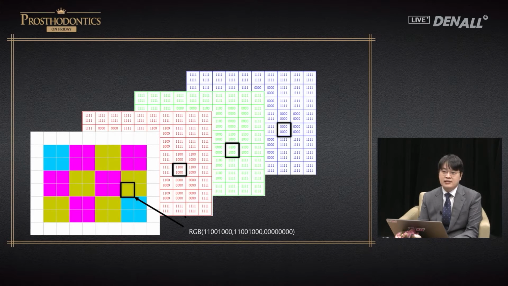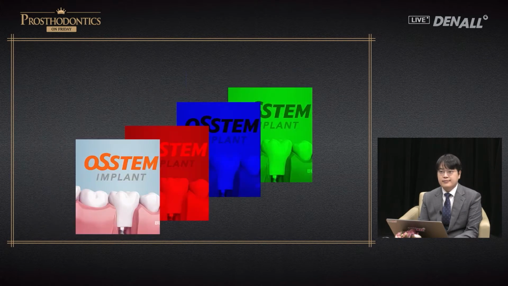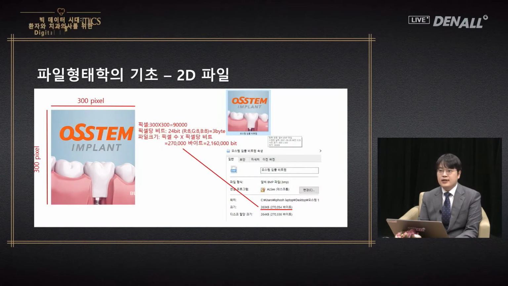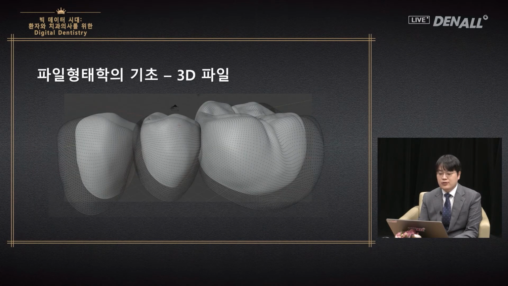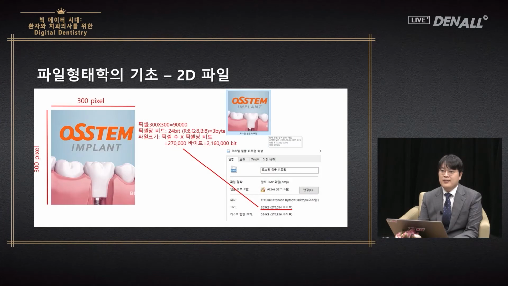So when we edit or change photos using Photoshop, that's changing the RGB values. The first picture is divided into RGB layers, and the photo is composed of those 3 layers. This file has 300 by 390,000 pixels. So the file size can be estimated by multiplying the number of pixels and the bits per pixel. So it uses 270,000 bytes. In the file attributes, you can find the information.